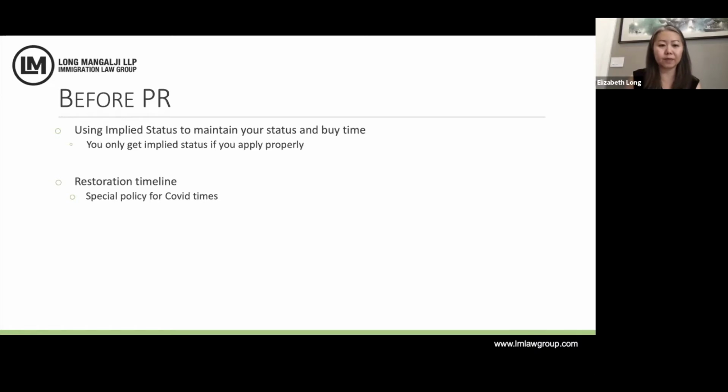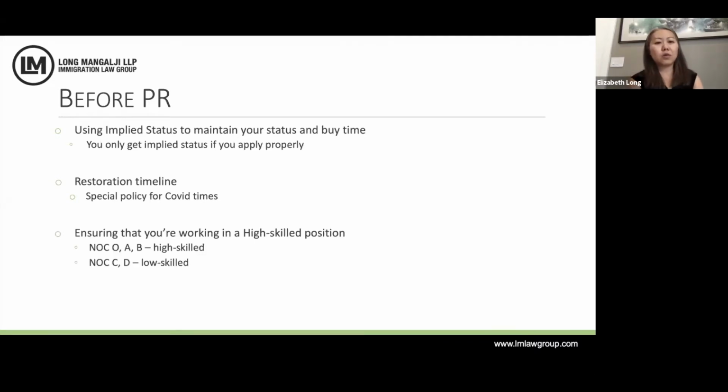The second concept I want to talk with you guys about is what a high-skilled versus a low-skilled position is. When we talk about permanent residence, you will see that it is very important, for the most part, that you have work experience that is considered high-skilled. Okay, high-skilled in Canada, under the immigration system, is defined by the NOC codes, okay? National Occupation Classification, NOC.